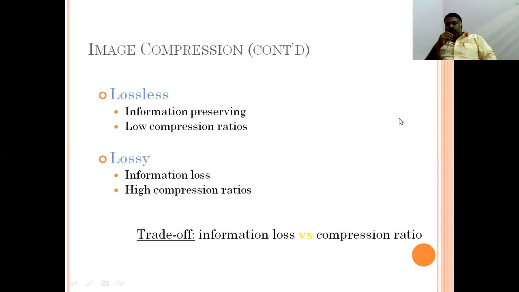So we have to see the trade-off of information loss versus compression ratio. High compression ratio means the information loss will occur. That mechanism we simply call the lossy method of compression. Low compression ratio means the information is preserved before and after transmission. That mechanism is called the lossless compression method.